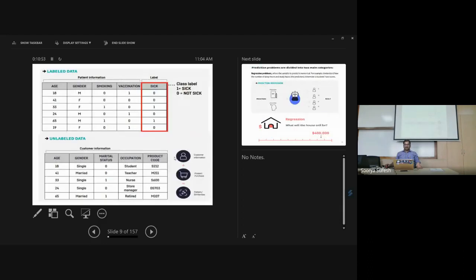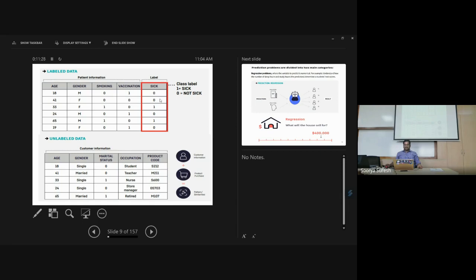So building the model. When I want to build a model, the first thing is I need to have a problem. To solve a problem, I need to have data. So this is the data I have, and there exist 4 features in a table: age, gender, smoking, vaccination. These are the 4 features, and I have a label. Now the problem is, from these particular rows, how many rows do we have? 6 rows.